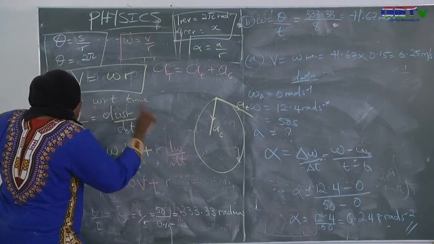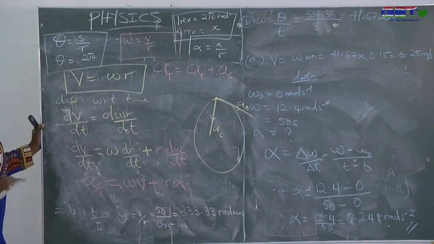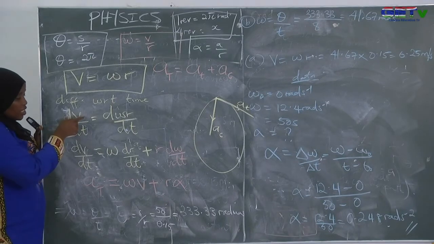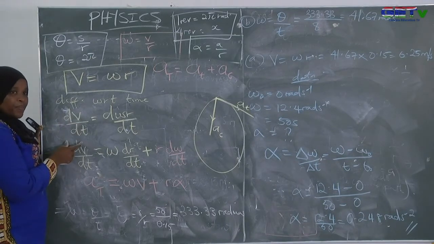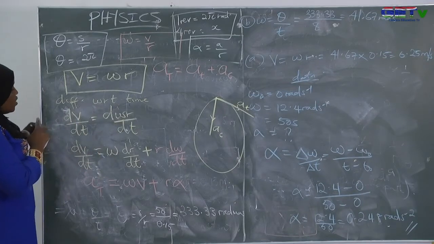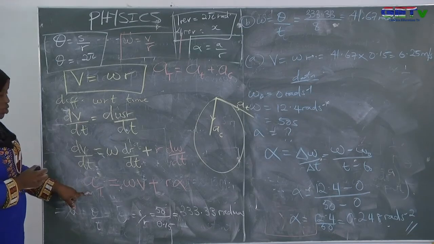Omega over time gives us what? The angular acceleration. So this is nothing new. It is very simple. Let me go back to that point again. We are differentiating velocity with respect to time, and this is done on both sides of the equation. So if we divide velocity with time, what do we have? It's acceleration, and that is the total acceleration.